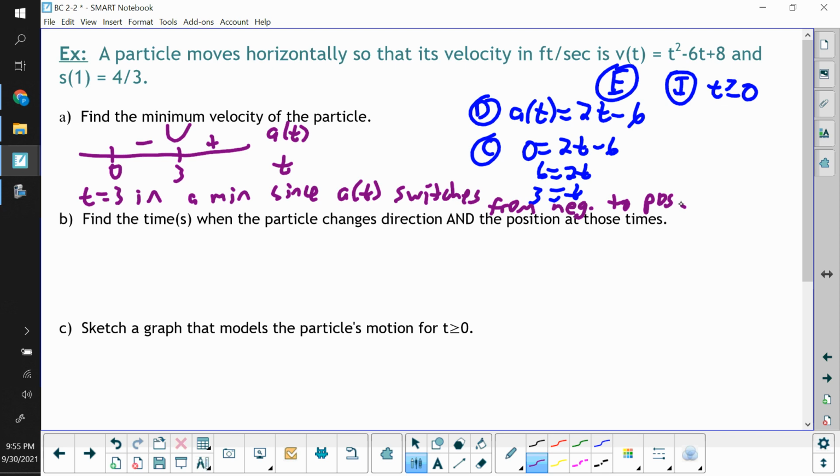Well, we want to find the minimum velocity. We now know the time the minimum velocity happens. So we've just got to sub that 3 into our velocity function. So we'll have 3 squared minus 6 times 3 plus 8. So that's 9 minus 18 is negative 9, plus the 8 will give us negative 1, and our units are feet per second.